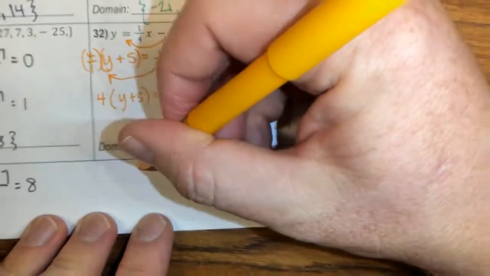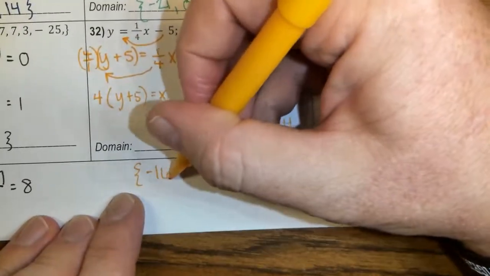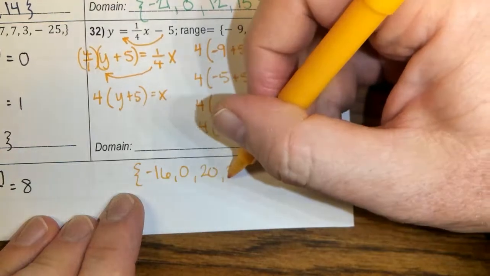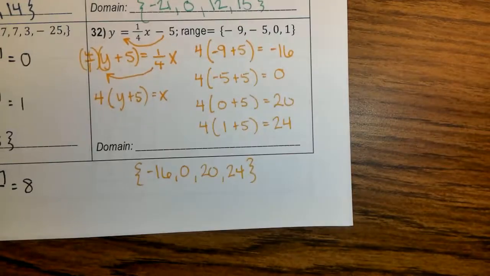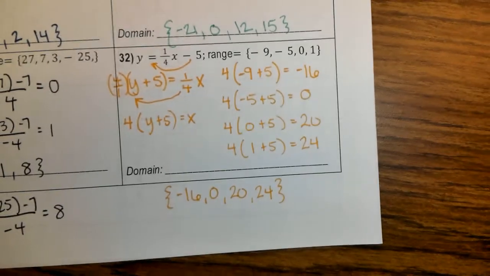But it's okay. So I'm going to write it down here just because I don't want to run out of room. So I have negative 16, 0, 20, and 24. And I'm done. Look at that. The homework is done. The paper is done, which means this video is now done.